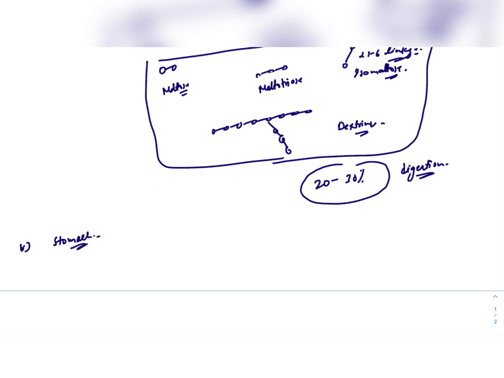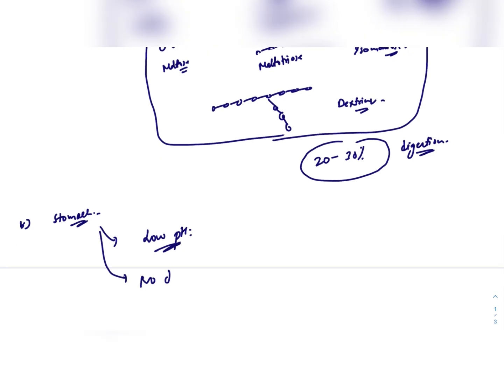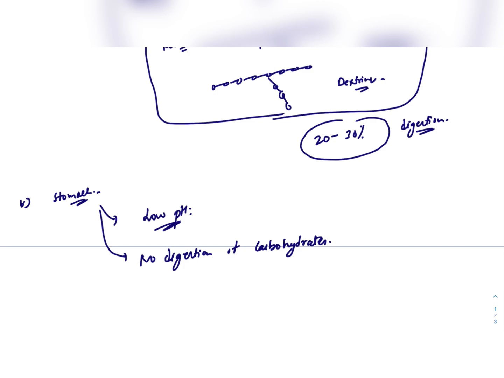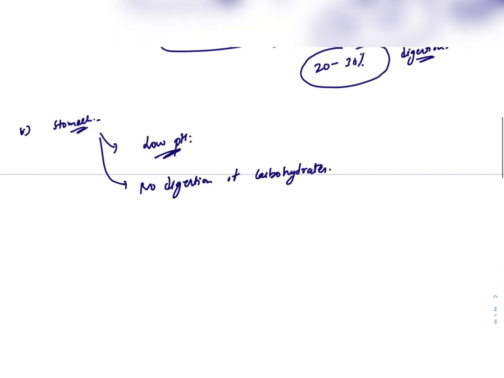But as the food reaches the stomach, due to the low pH of the stomach, there is no digestion of carbohydrates. No digestion of carbohydrate is occurring in the stomach due to low pH, because at that pH of around 2 to 3, the salivary alpha amylase, which is wrapped around the food bolus or food particle, stops its action due to the acidic nature of the stomach. So there is no digestion in the stomach.